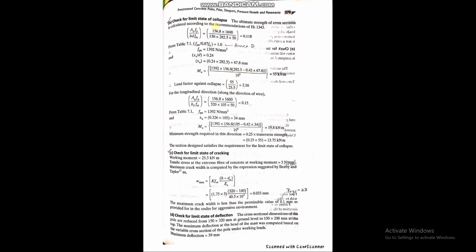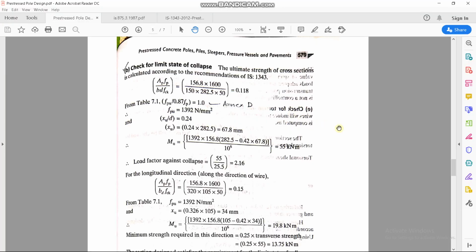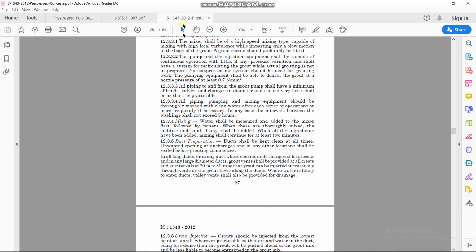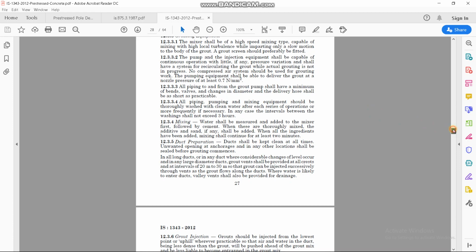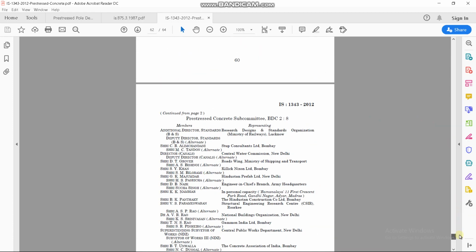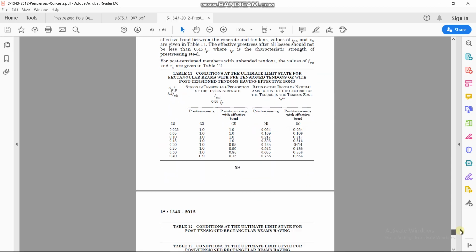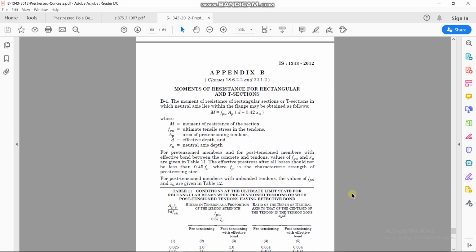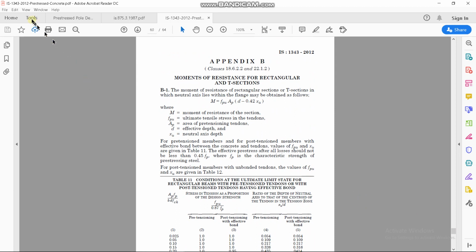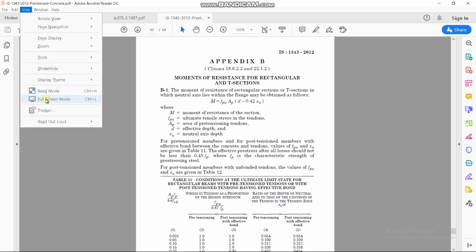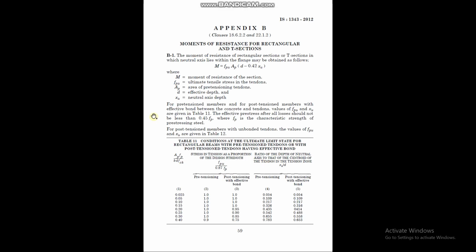For this, we need to simply go through the IS code for pre-stressed concrete design. The code is IS 1343 and the version is 2012. So you have to do the limit state of collapse check. You have to go almost to the end of the code. Here, basic simple steps are provided to calculate the moment capacity of the section.